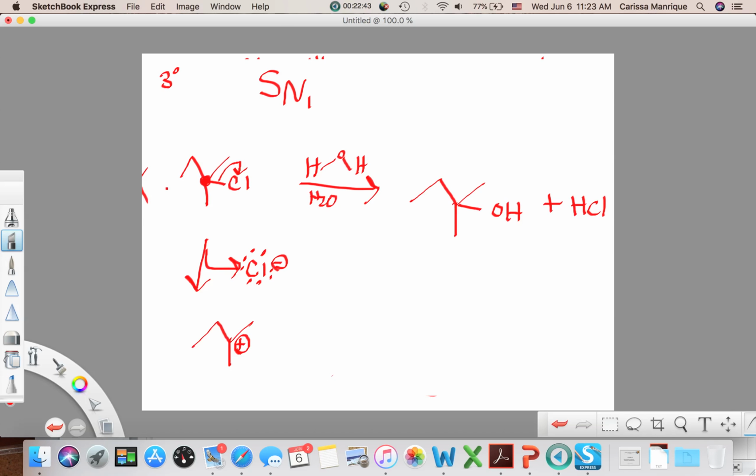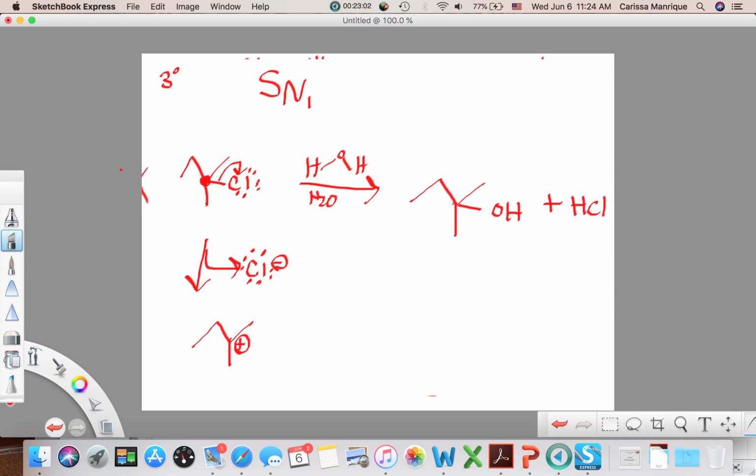Right here. Okay, and I could put the lone pairs on here too. It's going to take both of these electrons from this bond and leave. Since it took both electrons there, it's going to leave carbon with a positive charge, which is a carbocation. Always. These are always the steps of SN1, always.